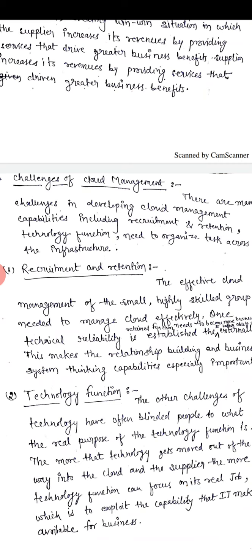Second is technology function. Technology function talks about the dependency on technology, how people use the technology.